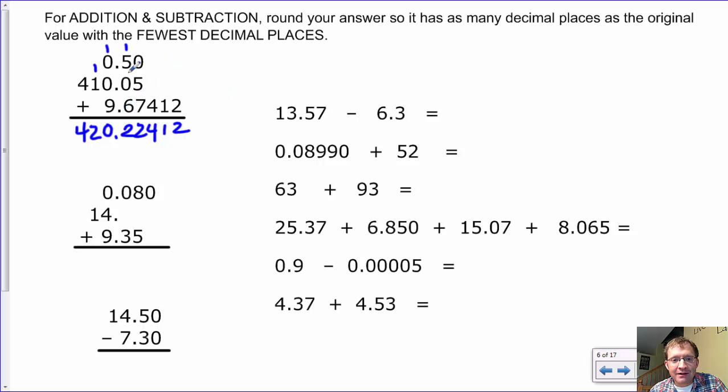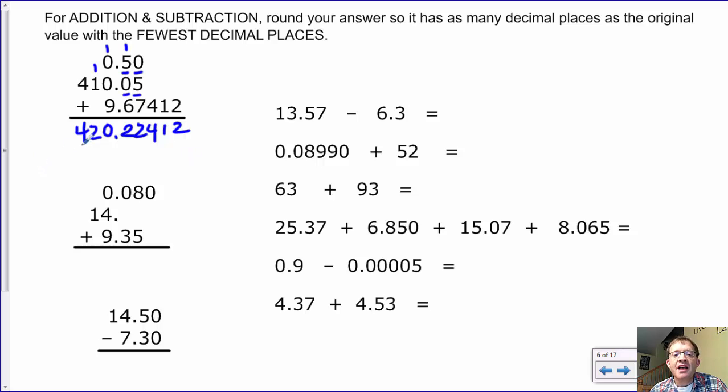Okay, 2 decimal places here. 1, 2. 2 decimal places here. 1, 2. Each of those is the weakest number in the problem. This last one has 5 decimal places, and that's really precise, but it can't be that precise in our answer because not every measurement was that precise.